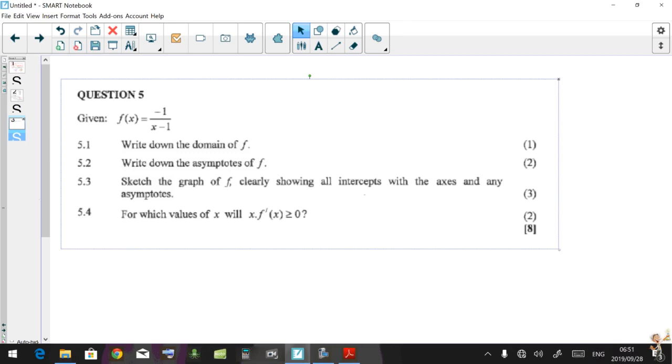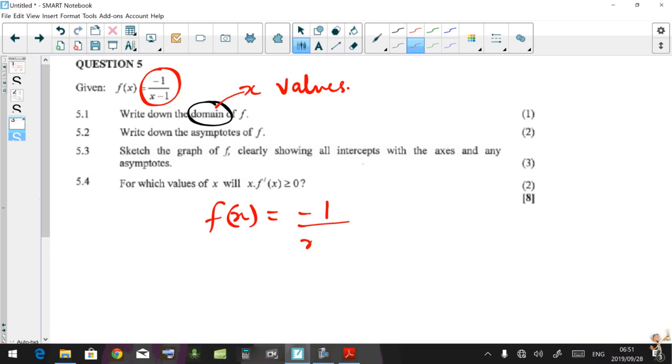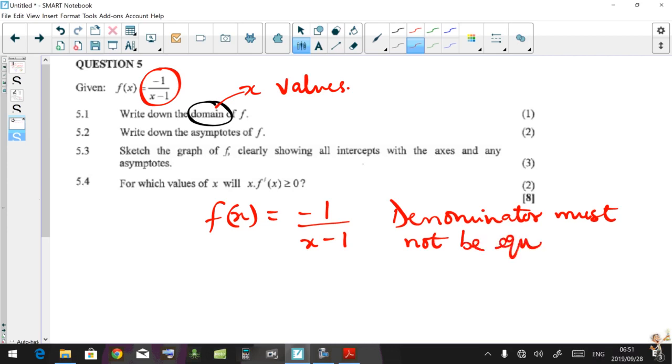Alright, the first question says, write down the domain. Now, what do you know about the word domain? The word domain simply represents x values. Now, if you look at this, what are your x values? So you have f of x equals negative 1 over x minus 1. Now, the whole idea is that your denominator must not be equal to 0.